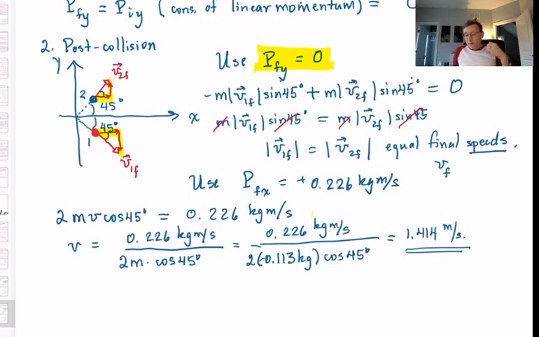I used conservation of linear momentum, both for y components and for x components. Everything's by components.